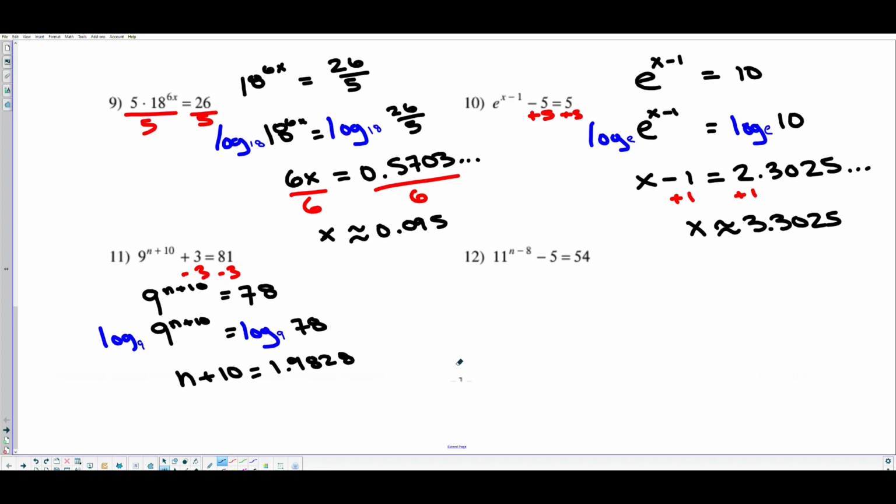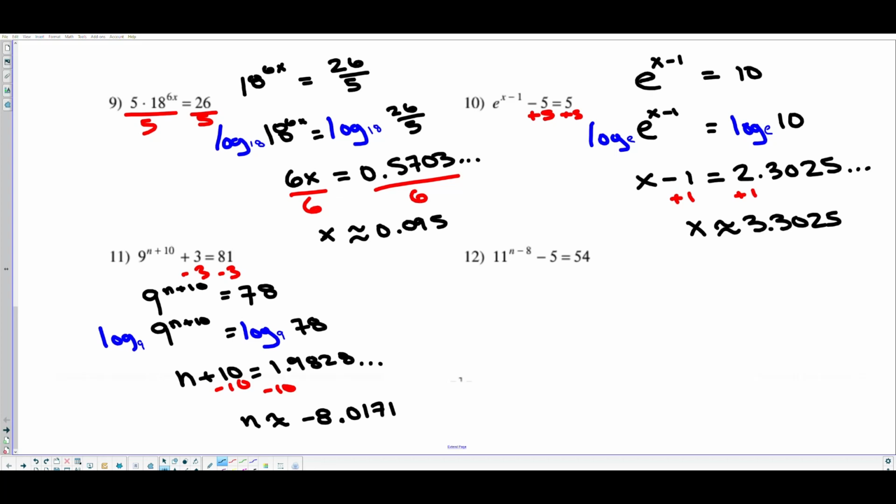Okay, and from here, I'm going to go ahead and subtract 10. So on my calculator, I already have that, and I'm just going to type in minus 10. That's going to give me n is approximately equal to negative 8.0171.